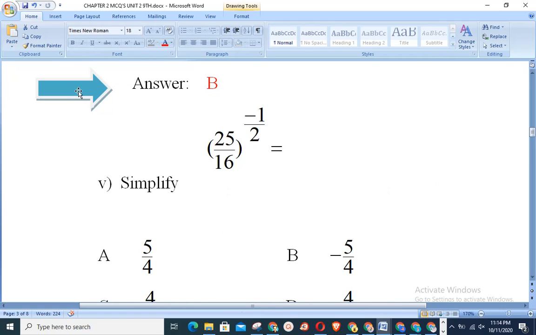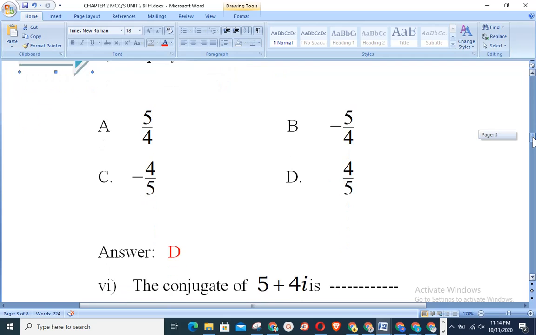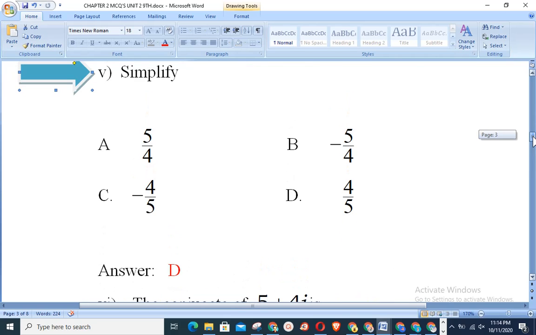The next objective is related to number 1 as well. Simplify (25 over 16) whole power minus 1 over 2. In the very first step, we will take the reciprocal, that is we will write (16 over 25) whole power 1 over 2. That is very simple. That is, the root of 16 over 25 is simply 4 over 5. So option D is the most suitable correct option, and you can see D is the correct option over here.